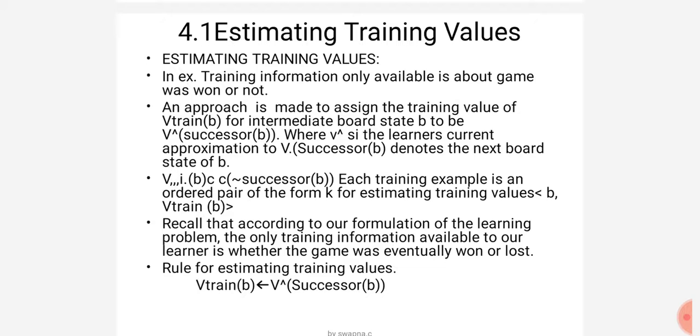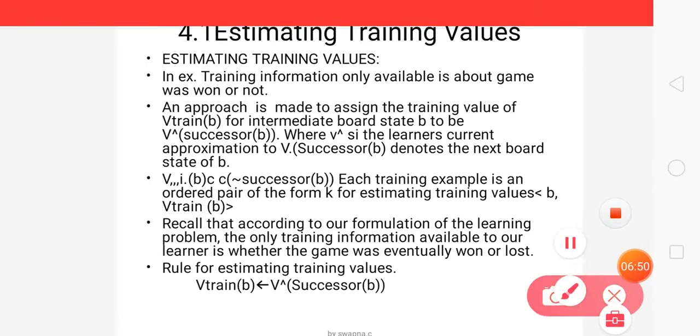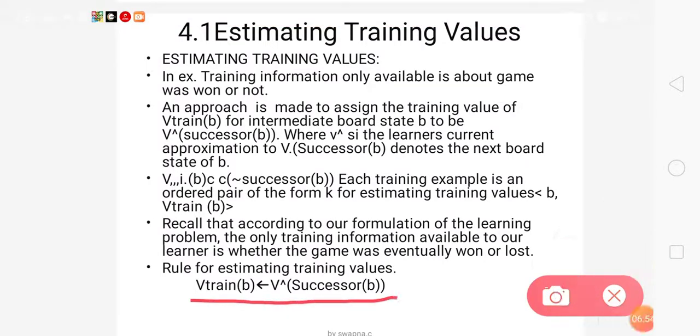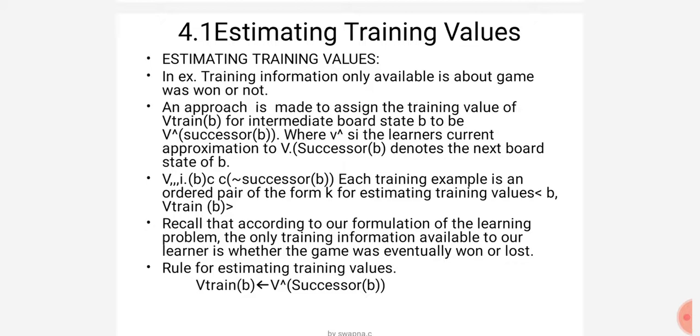To estimate the training values and to assign some particular real value to a particular move, they consider the value depending upon this step: V train of B is the value of V cap of the successor of B. B is the present state of the board, and the successor of B means if we move one step in this sequence, what is the next step of the opponent depending upon our player's step. That we can call the successor step.